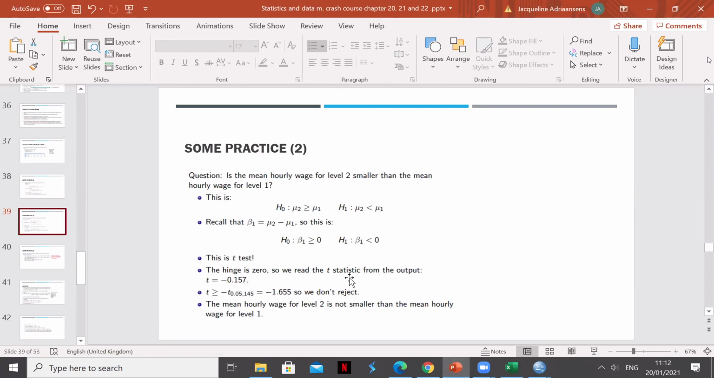And this says that we cannot accept this one. So we sort of accept the null hypothesis. And we conclude that the mean hourly wage for level 2 is not smaller. That was what we were testing. Is it smaller? But we reject this. So we conclude that it's not smaller than the mean hourly wage for level 1. If there are any questions, you can ask them.